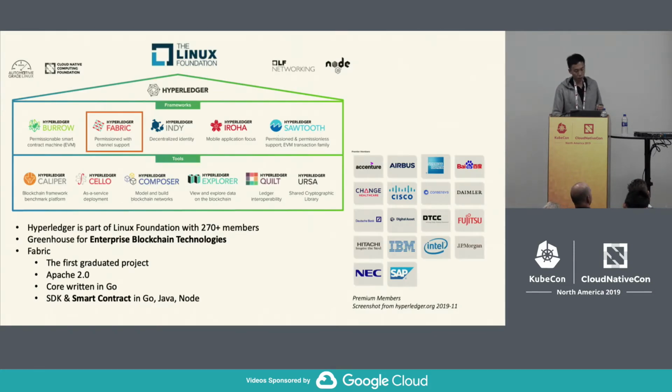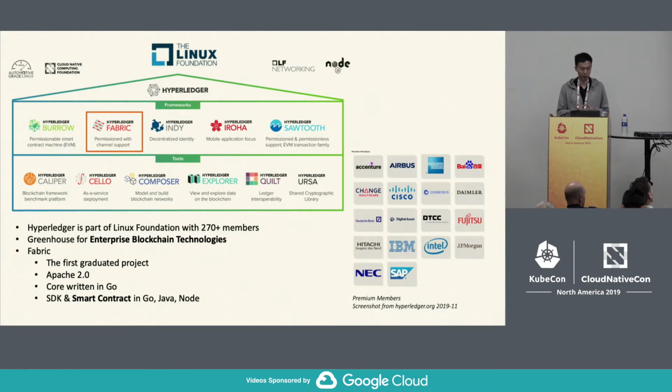And a few words about the project. Hyperledger is also a member of the Linux Foundation, similar to CNCF or Node.js. It was founded in 2015, I think, so it's about to reach its 5th anniversary. It's an umbrella hosting many projects, but all of them have a special focus on enterprise blockchain technologies. And Fabric, which I'm currently working on, is the first graduated project out of this Hyperledger umbrella. It's Apache 2.0 licensed.